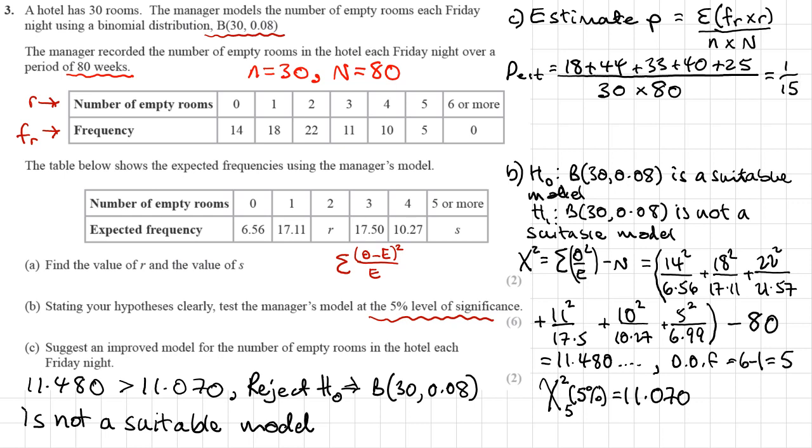So an improved model would be binomial with 30, but using a probability of 1 over 15. Now if we did have this improved model here by estimating P, that means we'll get different values for all of these expected frequencies. We'll get a different value for our test statistic. We'll get the same degrees of freedom, but we could come up with a different conclusion here. Rather than rejecting H0, we may end up accepting H0.